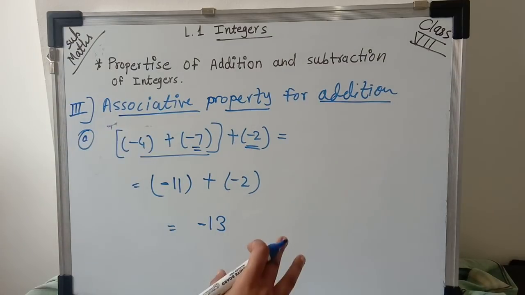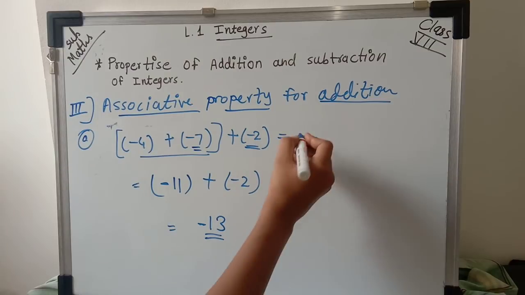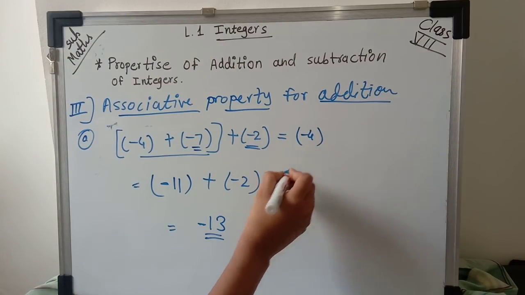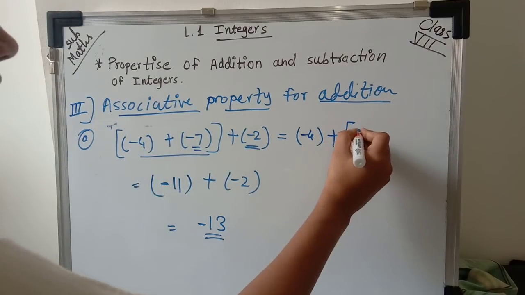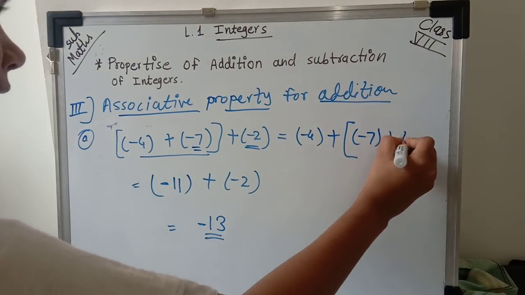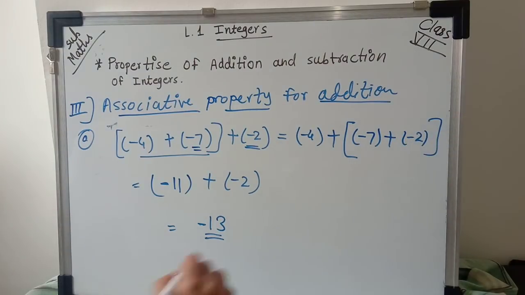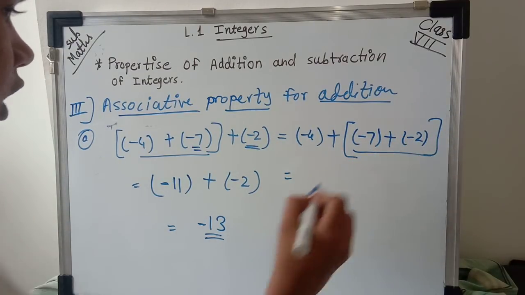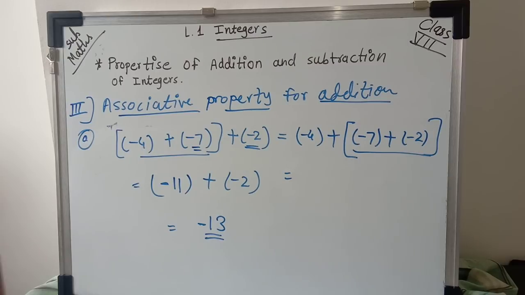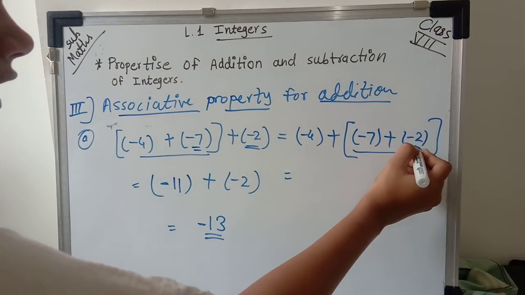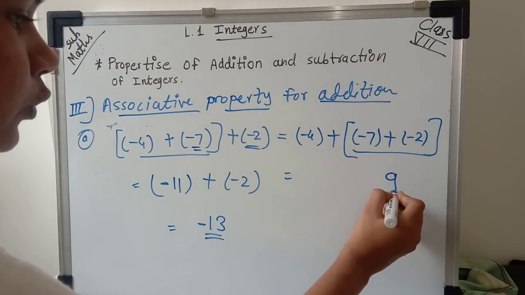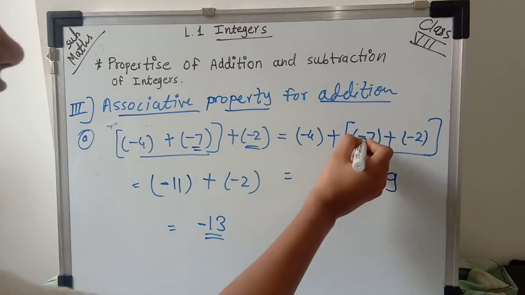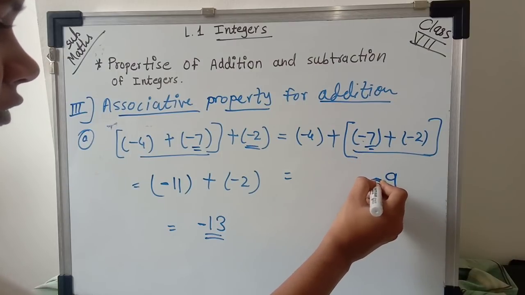Now let's change the order and let's see whether we'll get minus 13 or not. Here first in the simple bracket we'll write minus 4. Now in the bigger bracket we'll take minus 7 plus minus 2. Here we will solve this big bracket first. Minus 7 and minus 2 become plus, so 7 plus 2 is equal to 9, and we have to give the sign of the bigger number. 7 is the bigger number, so we'll give the sign of this number.